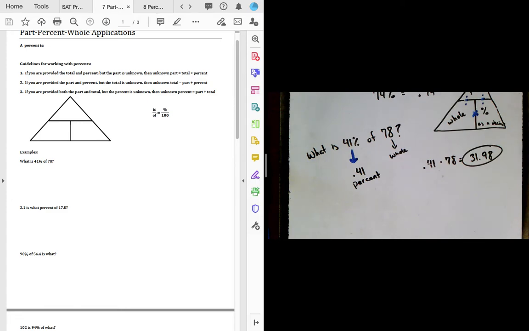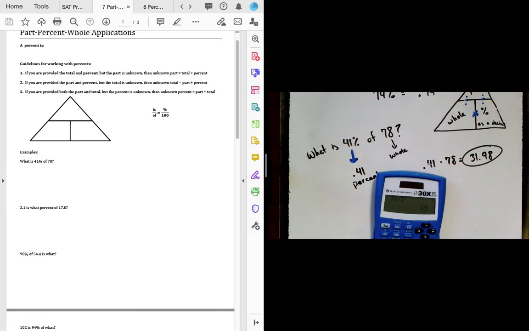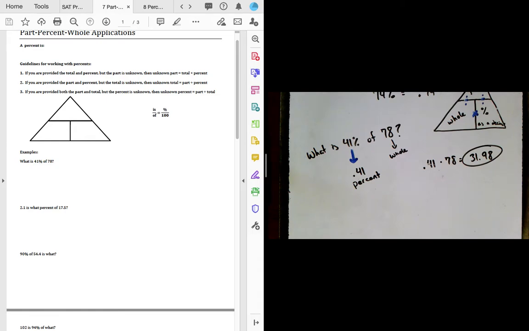And 50% we know is half of something. So I could have just said, I'm going to take half of 78, or divide it by 2, and that gives me 39. So just conceptually, I can see that 39 is 50% of 78. So 41% of 78 should be close, but definitely smaller. And surely it is here. We'll do a couple more.